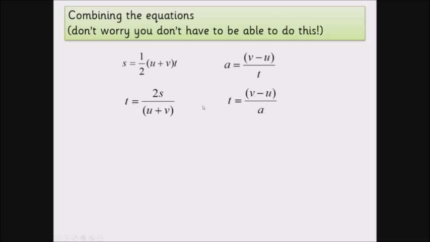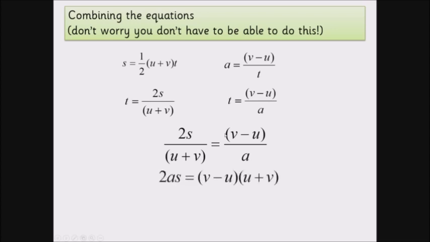Now with this, I've got two equations for t. So what we can do is put them both together. That's a classic physics trick you can do. So I'm going to say that 2s over u plus v must be equal to v minus u divided by a, because both of these expressions equal t. Now this is just a matter of some maths, depending on how confident you are. I've just moved u plus v up here, and I've moved a up here. So I've ended up with 2as is equal to v minus u multiplied by u plus v.